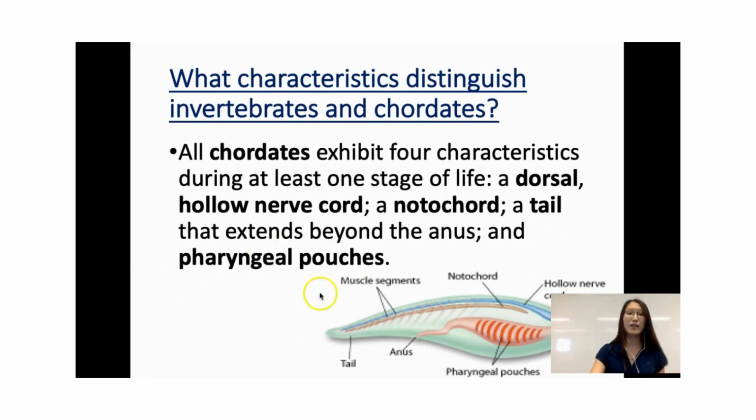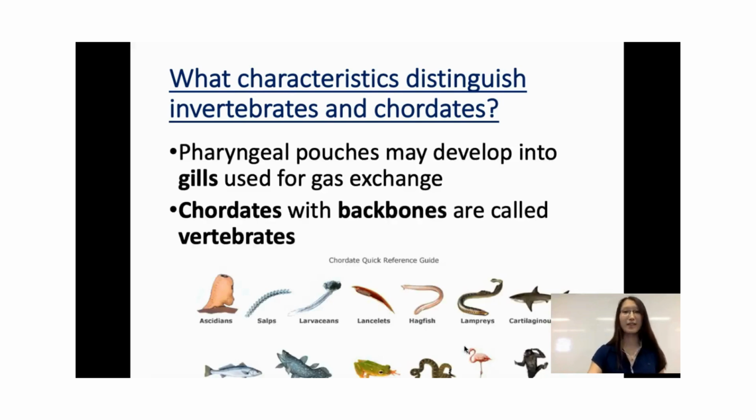And then the last one is the pharyngeal pouches, which are these structures on this picture, and they are supposed to turn into gills because all of us land animals evolved from marine animals. So fish is our ancestor, and they had these pharyngeal pouches that turn into gills. They no longer turn into gills for us, but during our embryonic development, there are still structures like that that can be seen. So the gills are used for gas exchange, meaning oxygen coming in, carbon dioxide going out. Chordates with backbones are called vertebrates.